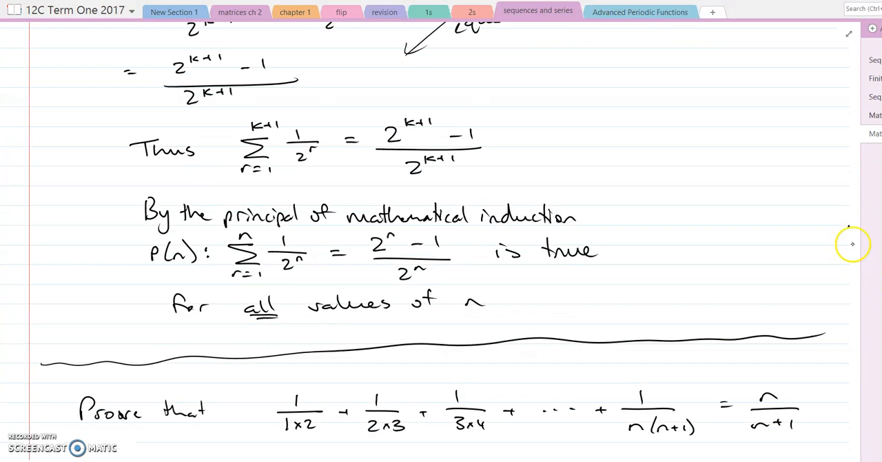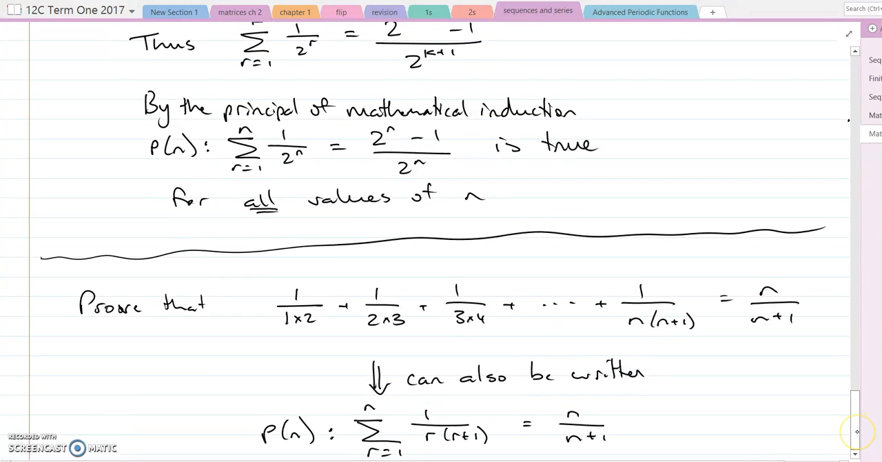So just an example for you to try down below. Prove that this sum on the left equals this total on the right. So give that a proof, and if that confuses you a bit, that can also be written as this sum.